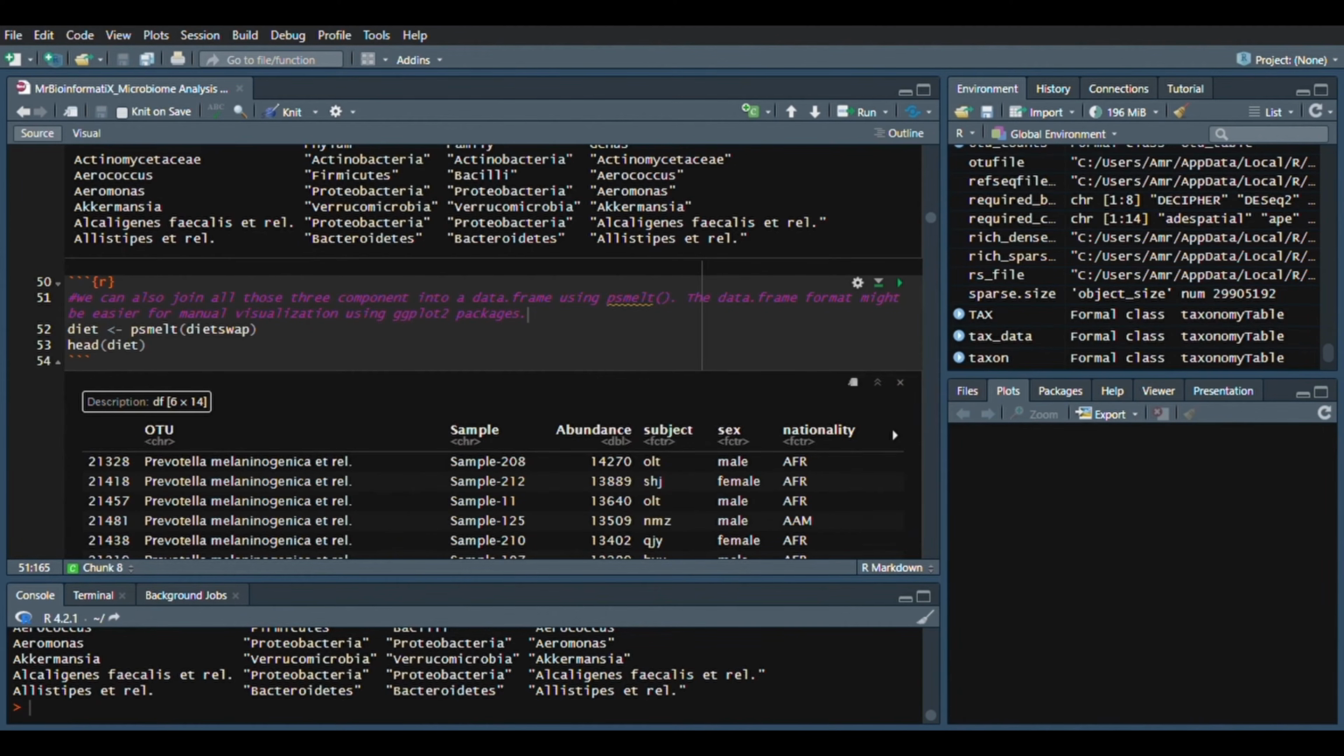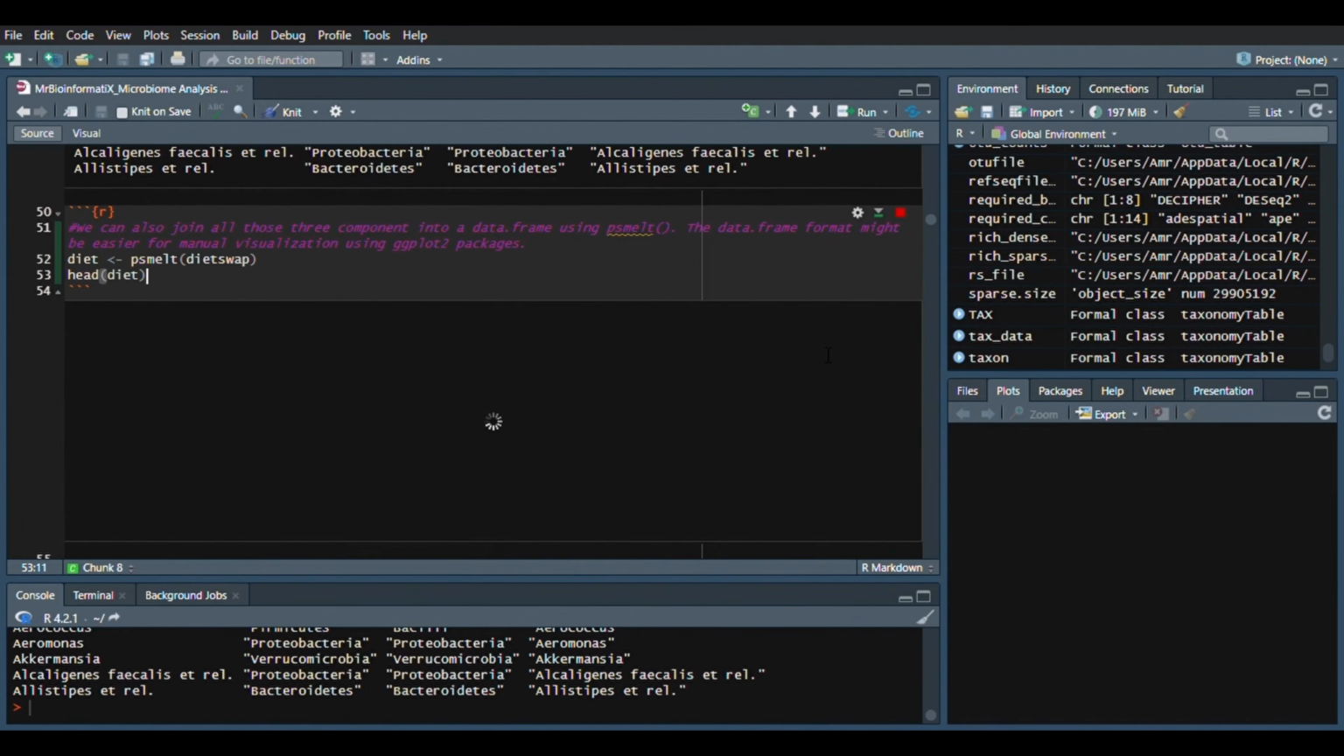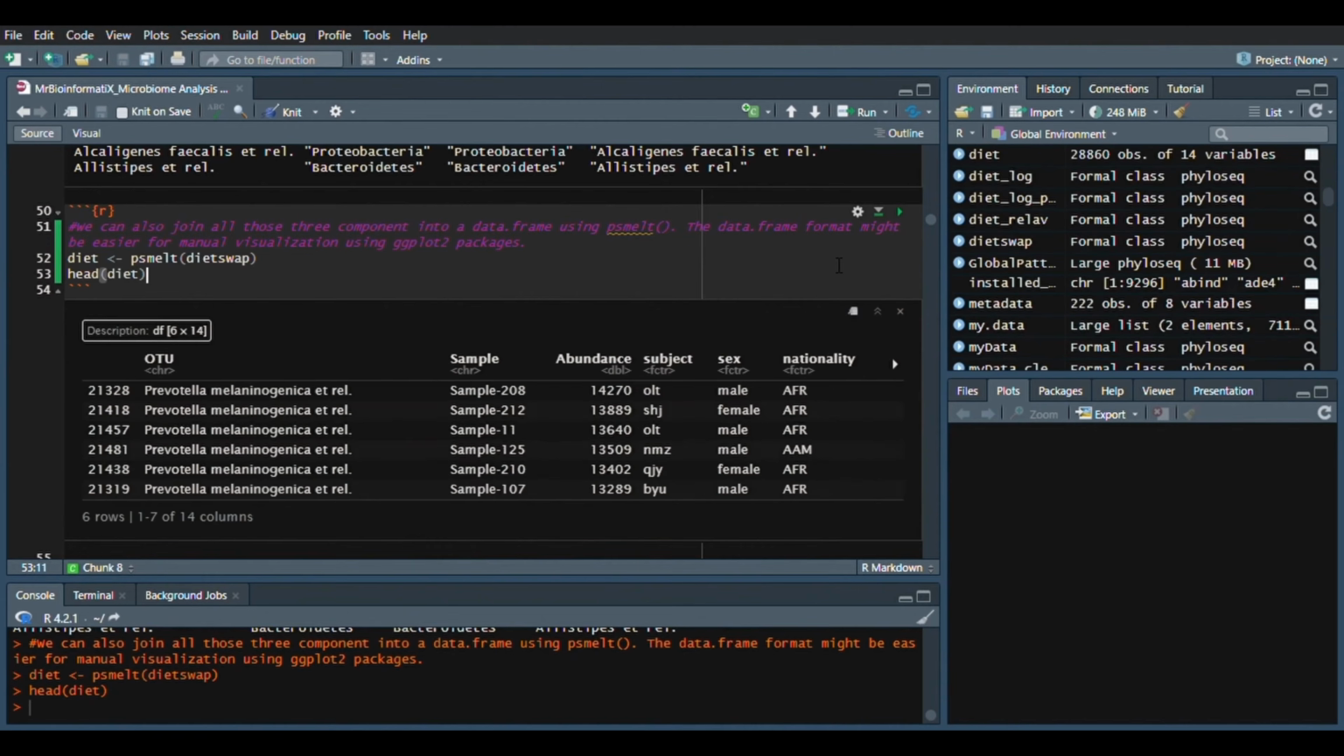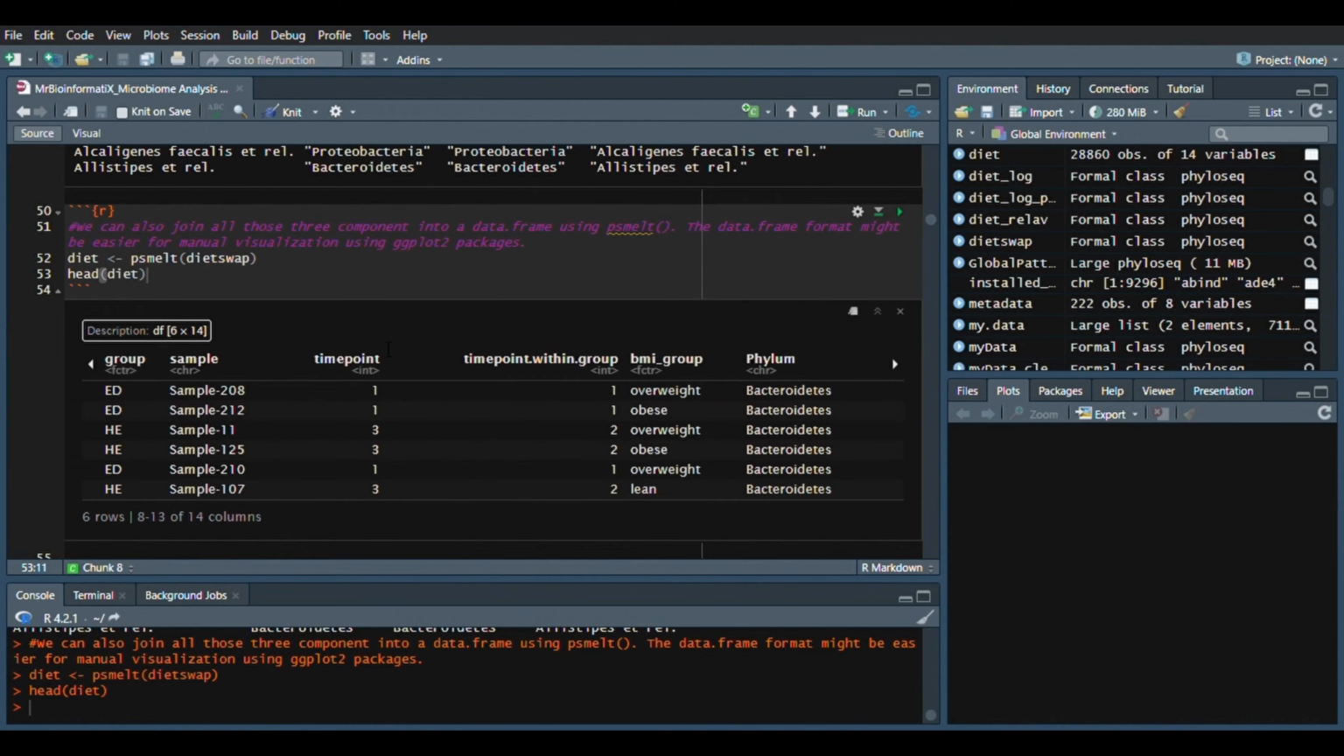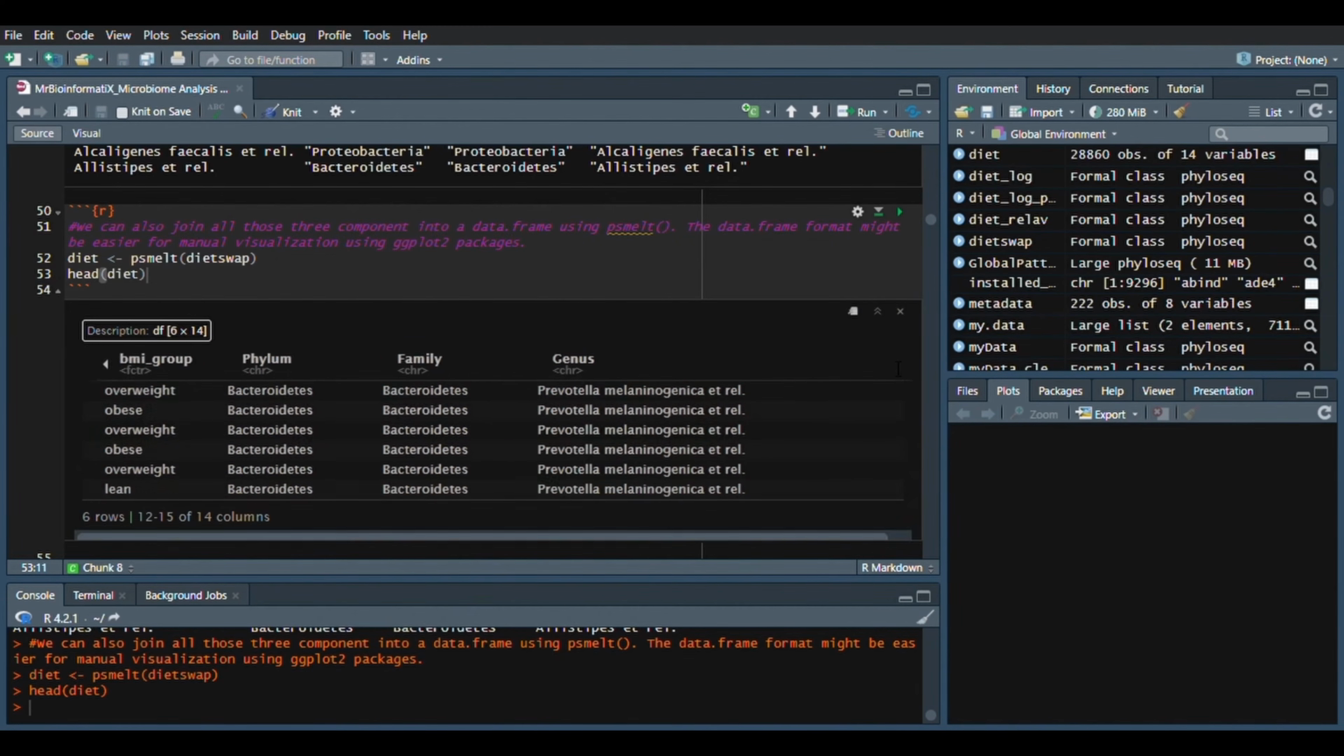So, let's use our function psmelt. So we write diet, psmelt, diet swab, and we look at our data with head. Let's run our code. And here we have it. As you see, the output data frame consists of OTU, sample, abundance, subject, sex, nationality, group, sample, time point within group, BMI, phylum, family, and genus.